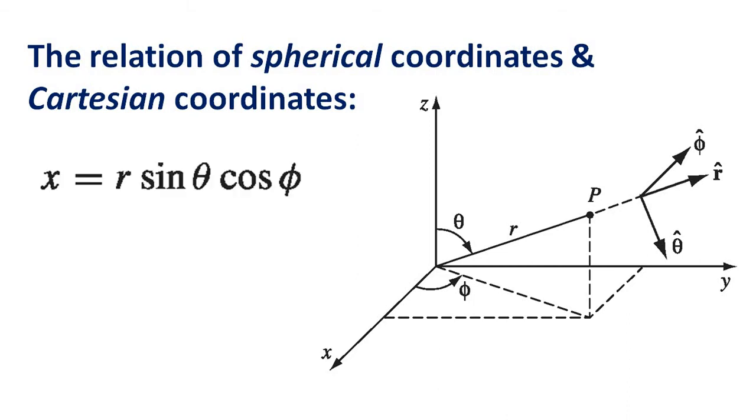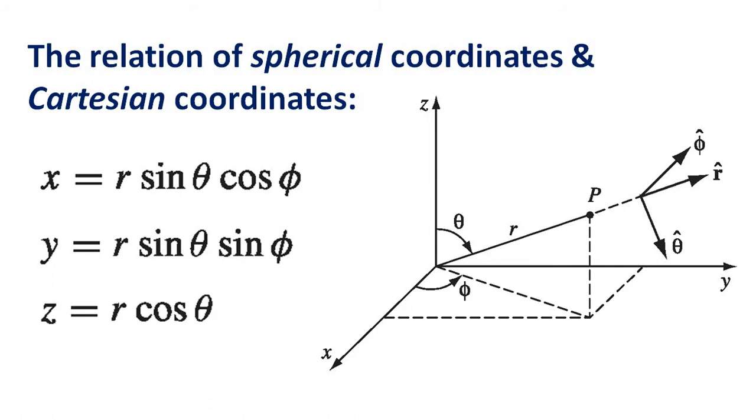The Cartesian coordinate x equal to r sin theta cos phi. This is the first relation. Y is equal to r sin theta sin phi. Z equal to r cos theta, where r, theta, phi are spherical coordinates, x, y, z are Cartesian coordinates. By this relation, we can relate both of them.